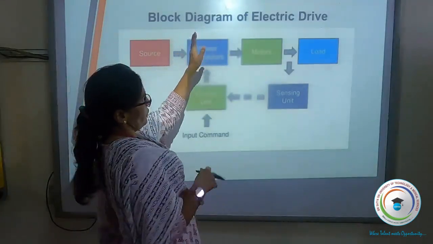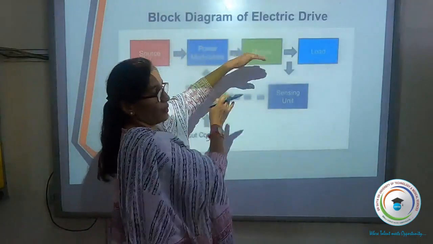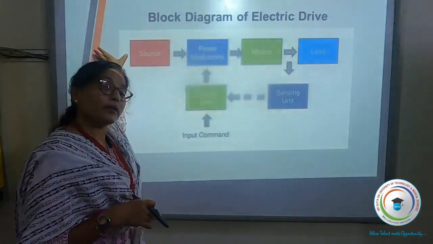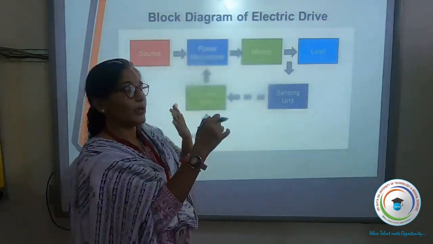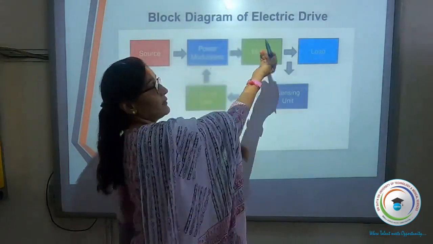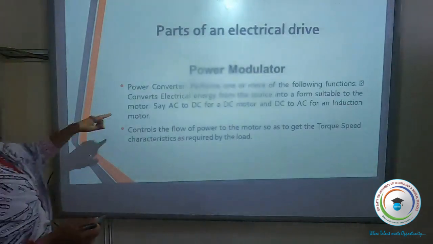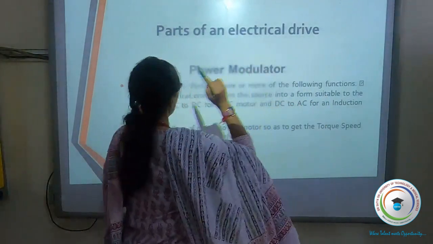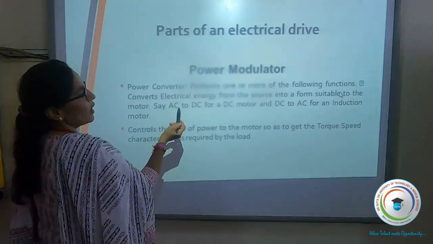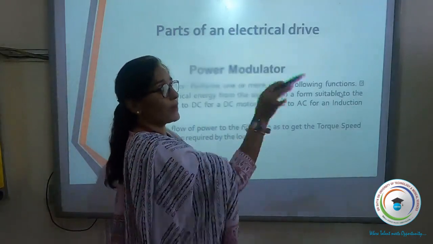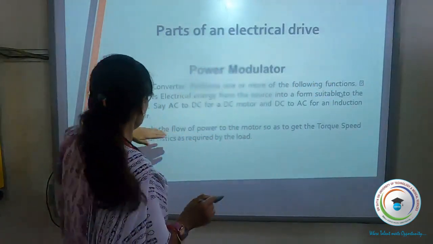And for example, if we have the source in the form of DC supply, this power modulator will convert or modulate the flow of power from DC to AC, because the requirement is AC and we have the supply in the form of DC. So it will convert this DC with the help of some converter into the form required by this particular motor. So, the power modulator will perform one or more of the following functions. It converts energy from a suitable form to the form required by that particular motor. For example, DC for a DC motor, DC to AC for an induction motor.